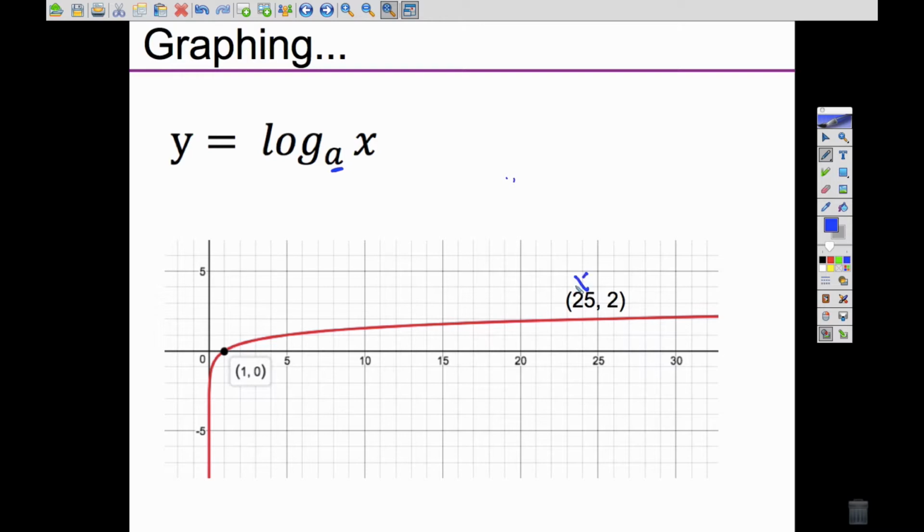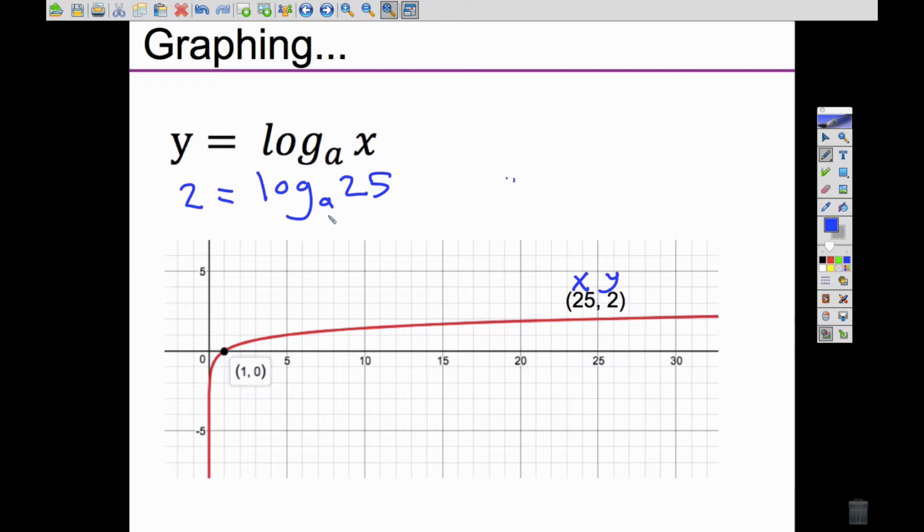So I'm just going to plug in my x, y point. I'm not going to plug in (1, 0). That's not going to tell me anything because every log function is going to go through that point as long as there's no transformation. So I'm going to plug these in. My y is 2, and then I have log base a, that's what I'm trying to find, of 25. So my y is 2, my x is 25.